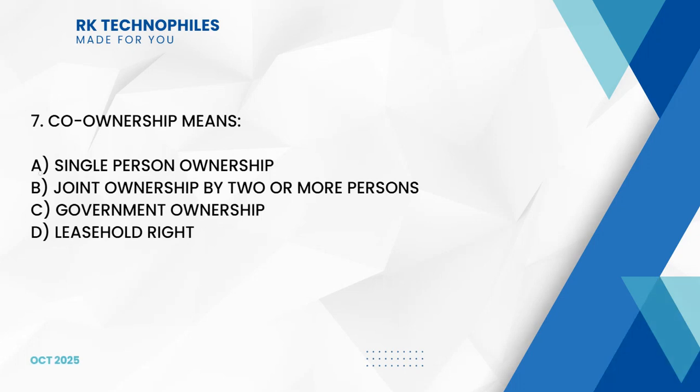Seventh one, co-ownership means single person ownership, joint ownership by two or more persons, government ownership, leasehold. And the question itself, it is there, co means joint ownership by two or more persons.